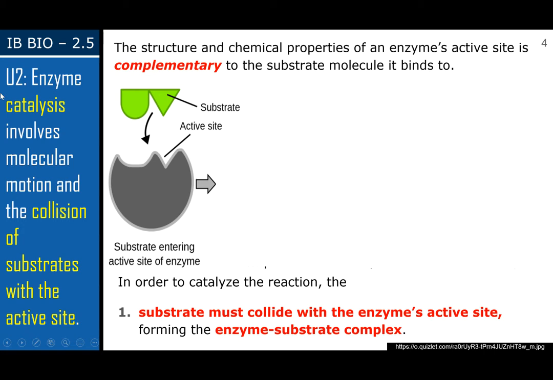Okay. Understanding number 2. Enzyme catalysis involves molecular motion and the collision of substrates with the active site. Well, we all know that molecules vibrate, right? So when we talk about temperature, we're talking about how much a molecule vibrates. So in order for chemical reactions to occur, the reactants, the two different atoms or molecules have to bump into each other, and they bump into each other because they're vibrating all over the place. So, the structure and chemical properties of an enzyme's active site is complementary to the substrate molecule it binds to. Okay, that's a fancy way of saying that the substrate fits the active site of the enzyme, right?